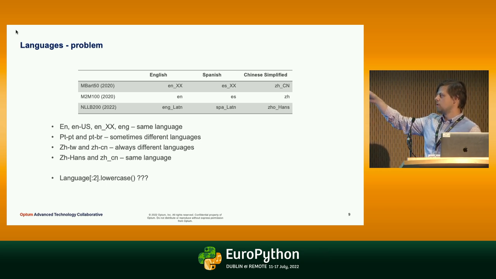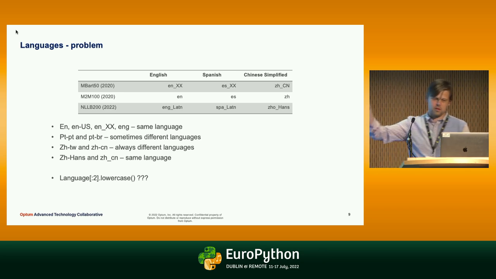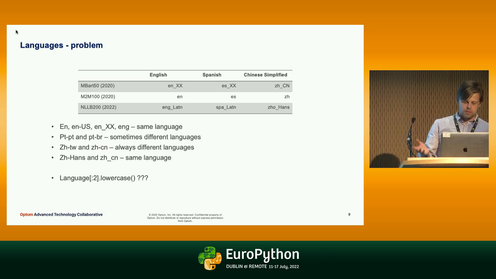To set the language, for each model they use a new type of language code: ENXX, EN, ENCLATIAN, and so on. If you go deeper, it's actually more complicated, because there are a lot of English languages that we treat the same, but Portuguese in Portugal and Portuguese in Brazil are probably different languages. Chinese has definitely two different languages. So the problem is how we can understand them if you work with different engines. I saw a lot of examples where people just get the first two letters and lowercase them. Please don't do this, it doesn't work.